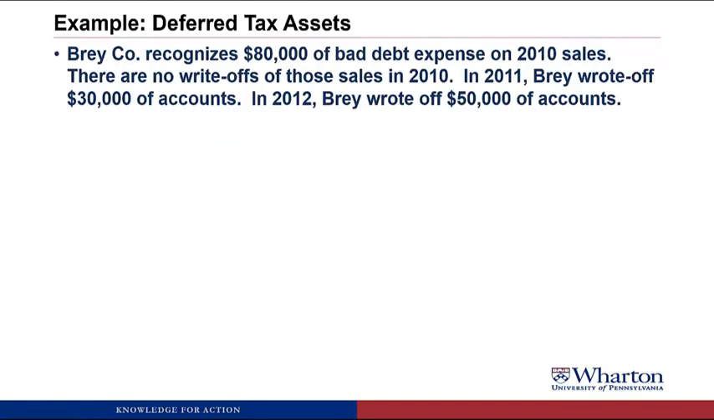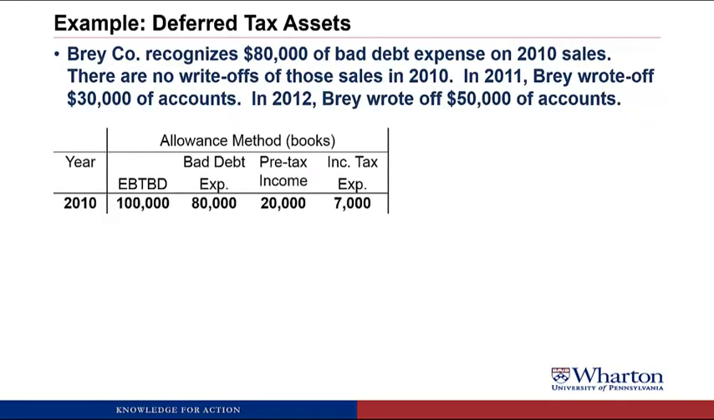Okay, let's look at an example of a deferred tax asset. Bry Company recognizes $80,000 of bad debt expense on sales made during 2010. There were no write-offs of those sales in 2010, so no accounts had to be written off. In 2011, Bry wrote off $30,000 of the accounts as uncollectible. And in 2012, Bry wrote off $50,000 of accounts as uncollectible.